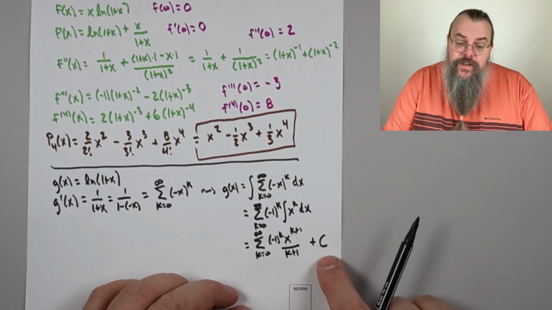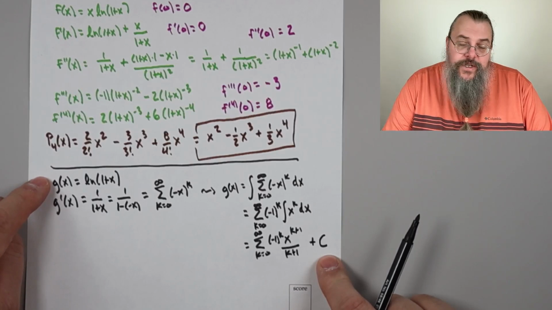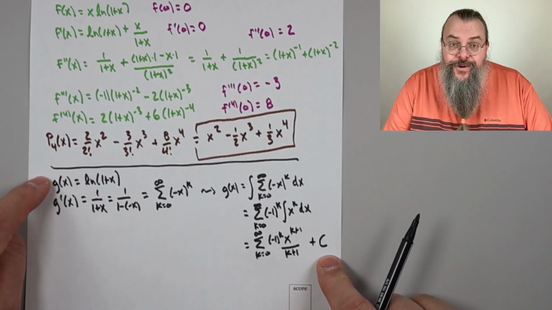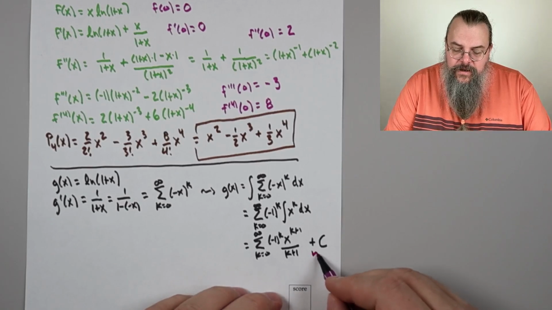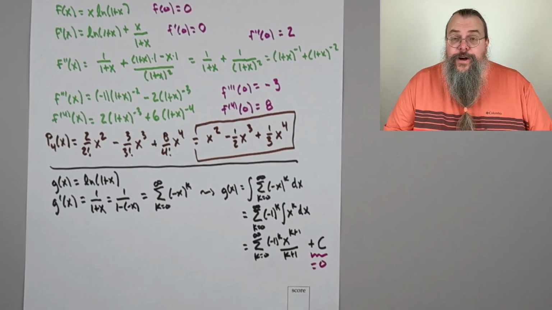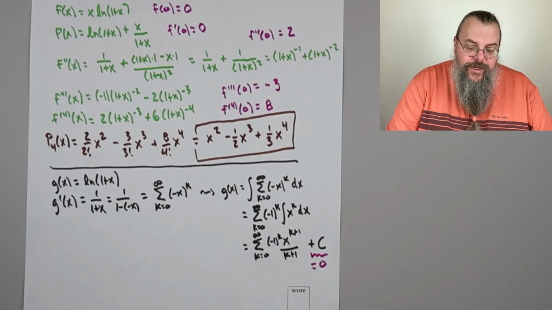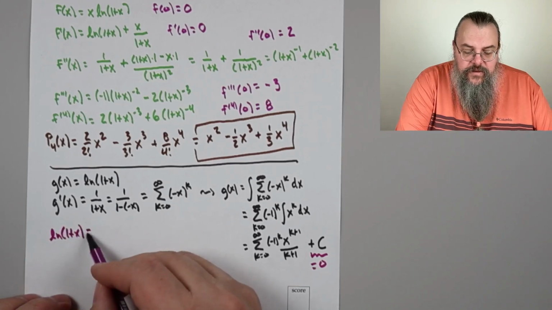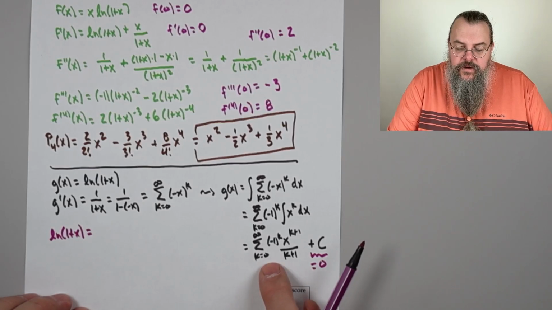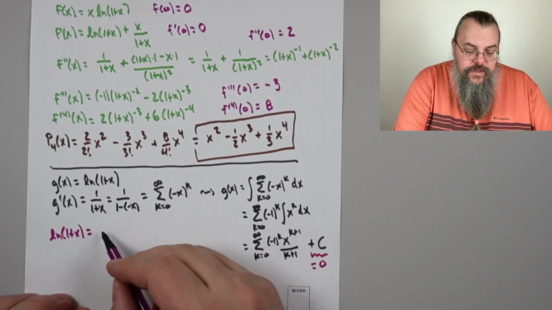Now, how do you find c? Plug in x equals 0. We have g of 0, log of 1, which is 0. So our initial conditions tell us that c equals 0. All right, good. Now, at this point, you're probably thinking, how does this get us our answer? Well, what it tells us is that natural log of 1 plus x starts as, when you plug in 0, x to the 1 over 1, which is x.